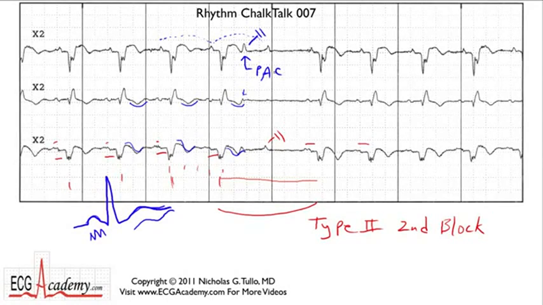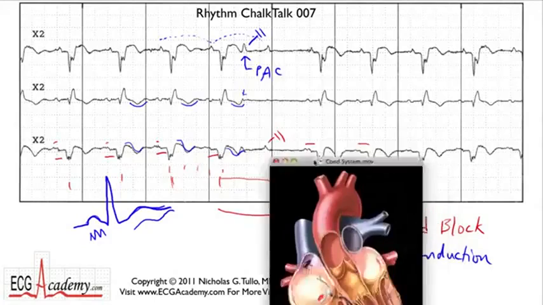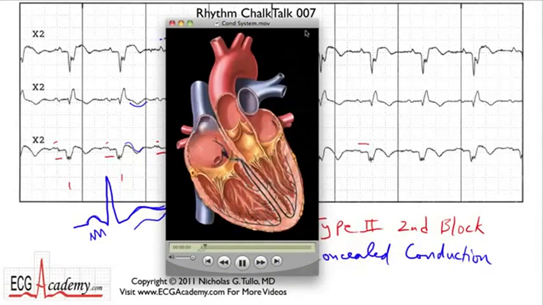Well, blocked PACs, or non-conducted PACs, occur quite frequently, and we don't really think much of it. But there's a concept that you have to understand in this video that I want to get across, and it's called concealed conduction. Concealed conduction is an electrophysiologic phenomenon that allows us to see conduction into a part of the cardiac conduction system that's not apparent. Now, what do I mean by that? Well, let's just kind of review a little bit of the physiology here. Okay, this is an animation that I put together in the good old days.